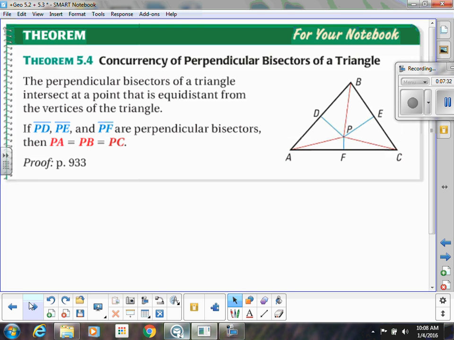So this is the actual theorem, and it says just what we were talking about. The perpendicular bisectors of a triangle intersect at a point. Here, that's point P, at a distance that is equidistant from the vertices of the triangle. So they're talking about these red lines here. All of these are going to be the same distance, and you can see that. Here's another way of saying that.